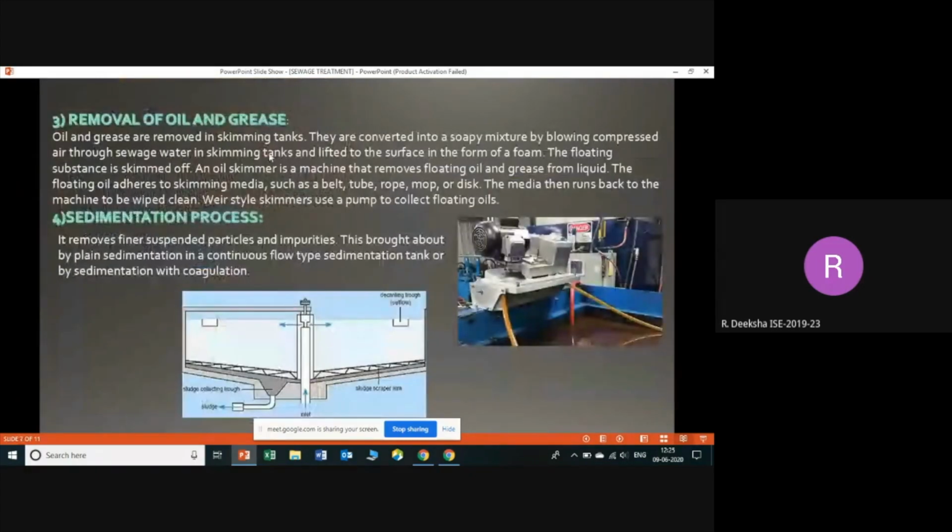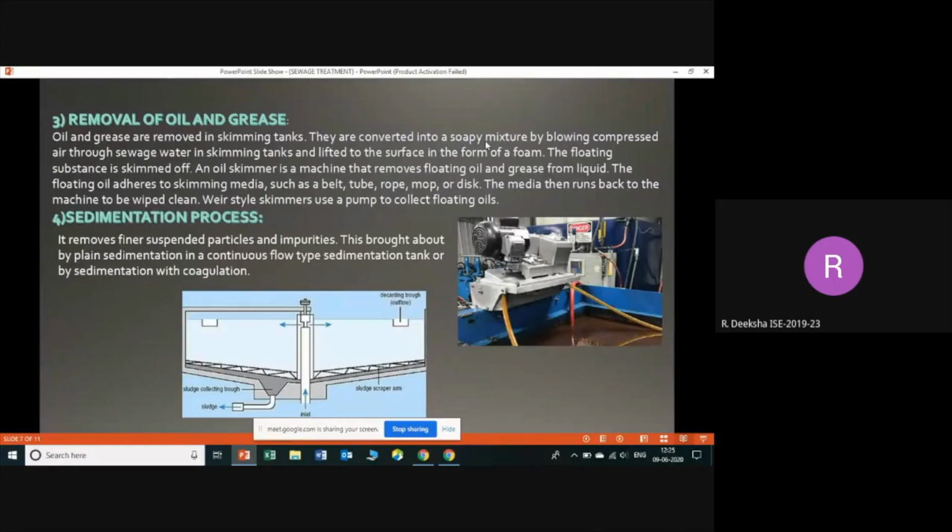Next, removal of oil and grease. For removal of oil and grease, we mainly use skimming tanks. Skimming tanks are nothing but chambers arranged so that the floating matter like oil, fat, grease rise and remain on the surface of the wastewater until removed, while the liquid flows out continuously.